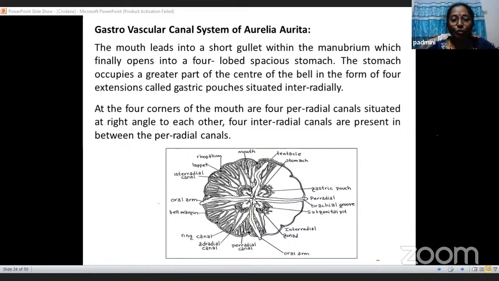Mouth leads into a small gullet within the manubrium. Manubrium is a small opening before the mouth, with lip-like structures. The manubrium finally opens into a spacious stomach, and the stomach occupies a greater central part of the aurelia. They have those four oral arms that cover the mouth, and at the four corners of the mouth they have perradials and interradials. I've talked about all those, what they are. So they have those radial systems over there. You can see the picture over there.